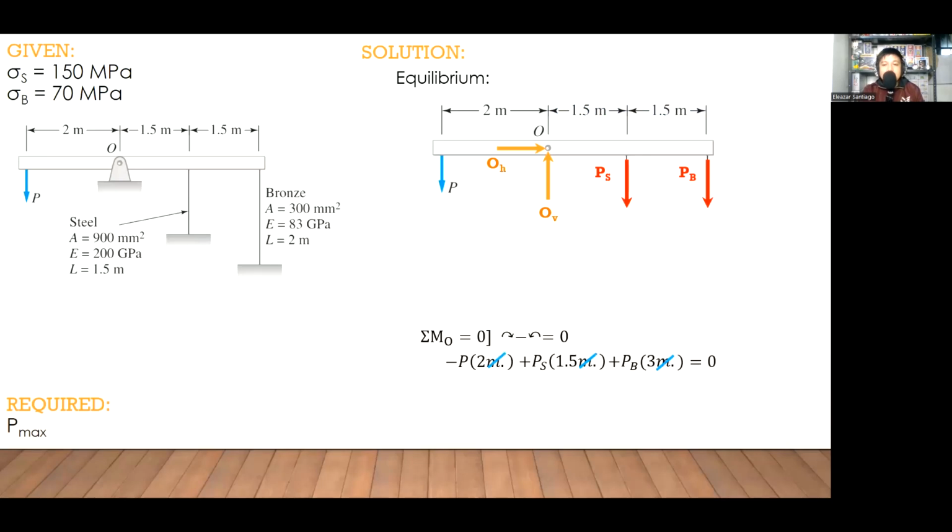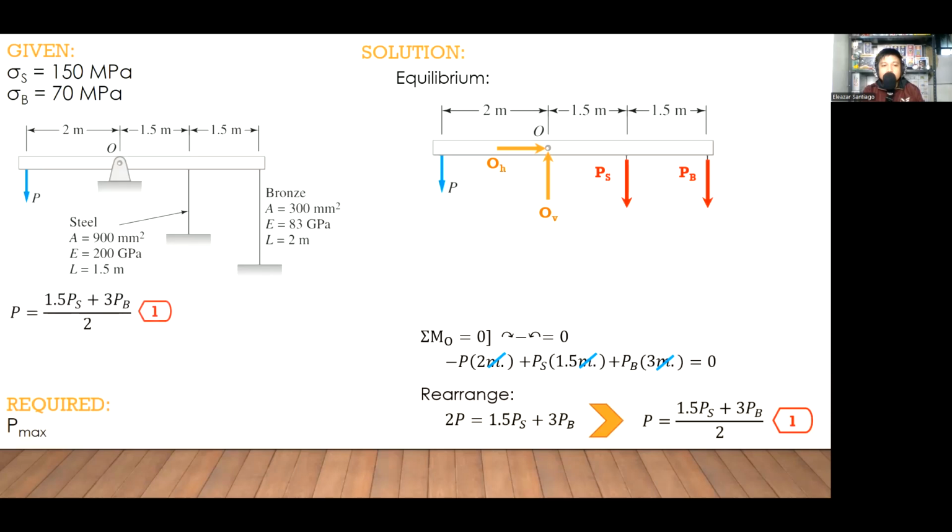So we will then cancel out the units of the length measurement. And updating our equation, we now have 2P is equal to 1.5 of our P sub S, plus 3 of our P sub B. So if we cross multiply this factor of our P, that is 2, we will have the updated equation for P, or otherwise our P max later on, that is 1.5 of P sub S plus thrice of P sub B divided by 2, our first equation. So set aside our first equation.